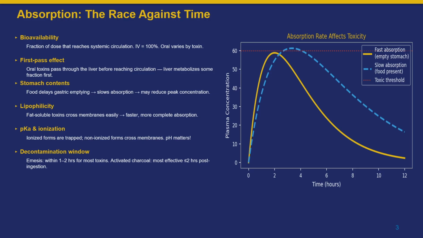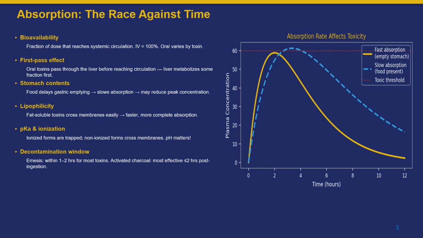Absorption is where clinical urgency lives. Once a toxin is absorbed, your options narrow significantly. Let's look at the graph. The yellow curve shows a toxin absorbed quickly on an empty stomach. It shoots up past the toxic threshold and stays there for hours.